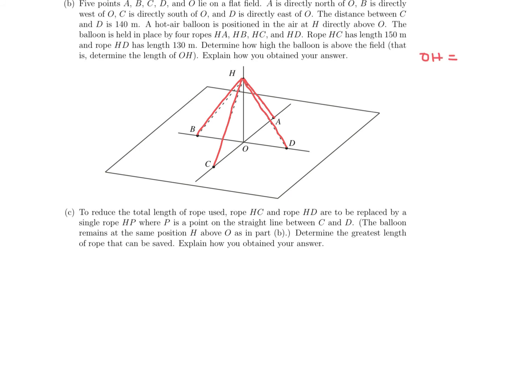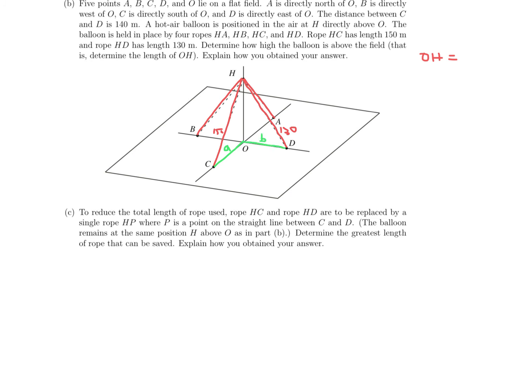The first thing we're going to do is some labeling, because we're probably going to have to use Pythagoras a few times. They've given us that rope HC is 150, so put 150 right there, and rope HD is 130. Let's see, where do we go from here? I'm going to label the distance from C to O as A, and from O to D as B.